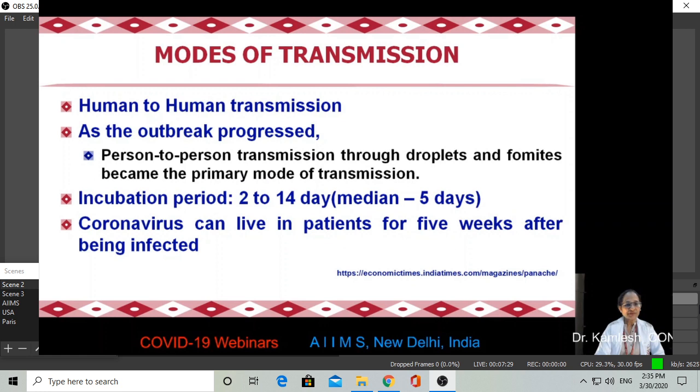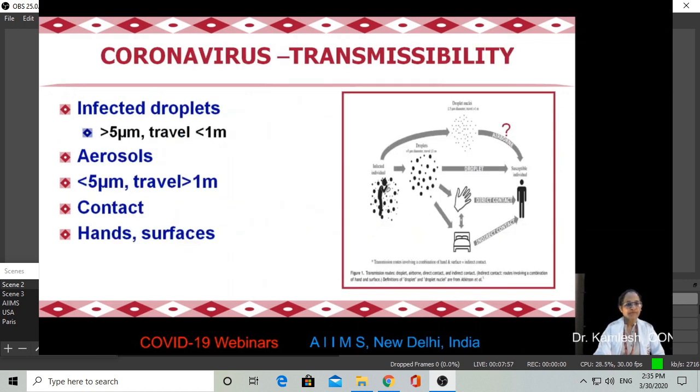As the outbreak progressed, person-to-person transmission through droplets and fomites became the primary mode of transmission. The incubation period is presumed to range from 2 to 14 days after the exposure, with the median being 5 days. Coronavirus can live in patients for 5 weeks after being infected. The highest number recorded so far is 37 days.